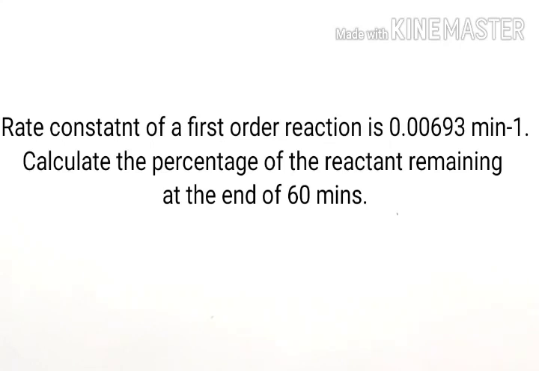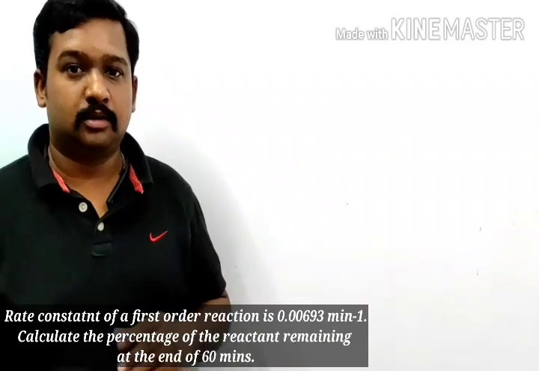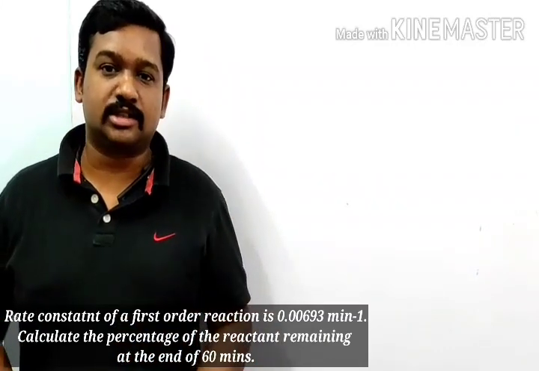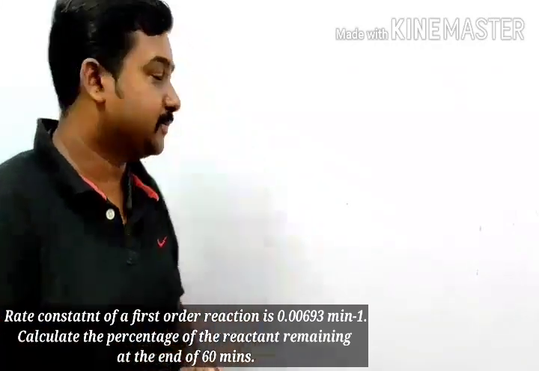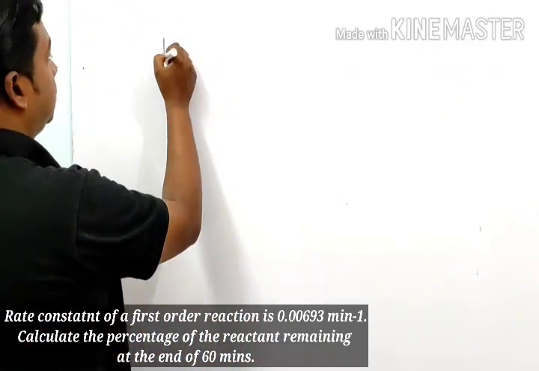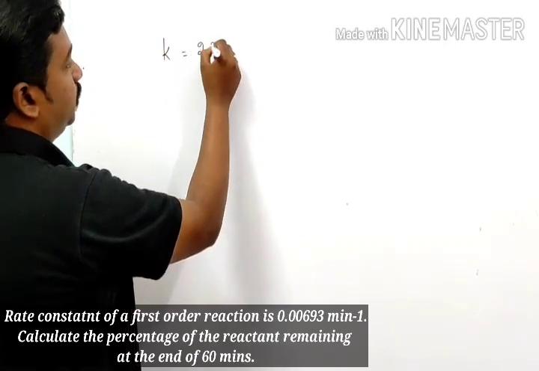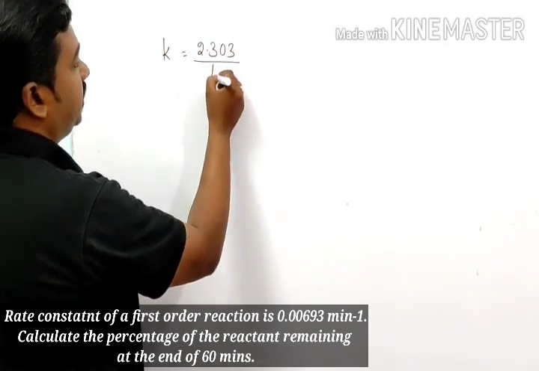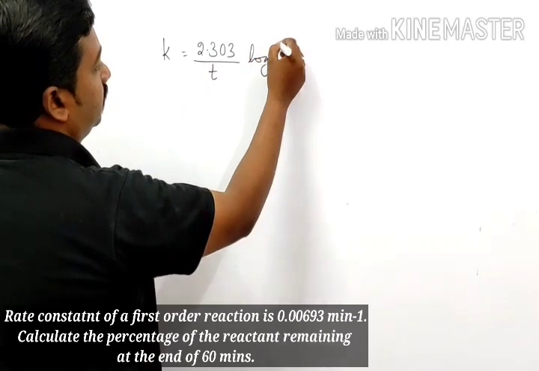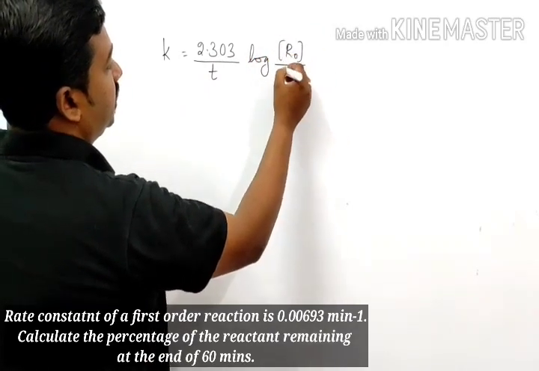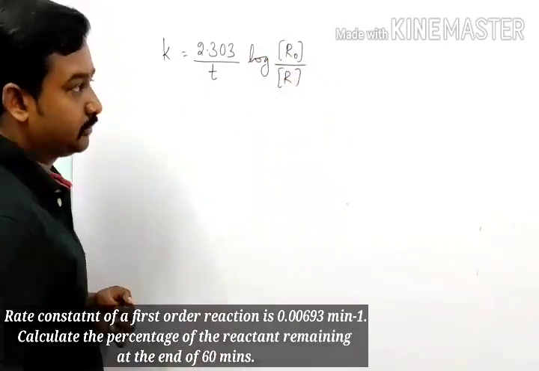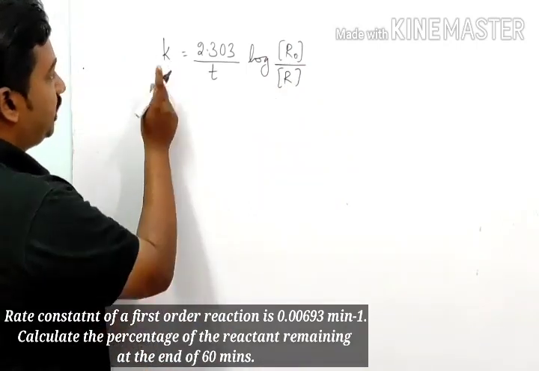Rate constant of a first order reaction is 0.00693 per minute. Calculate the percentage of the reactant remaining at the end of 60 minutes. Okay, let's use the equation of rate constant of a first order reaction. It is K is equal to 2.303 by T into log of R naught by R.